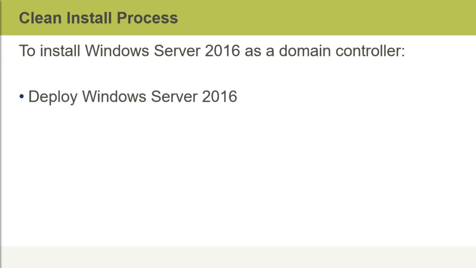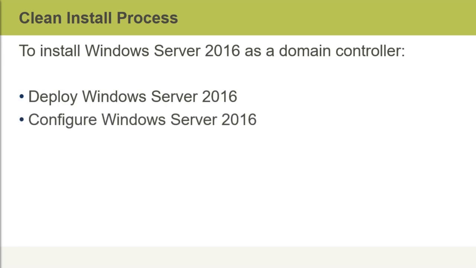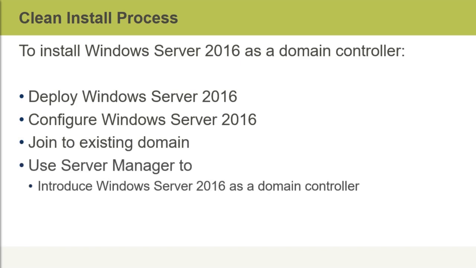Well, first thing we need to do is deploy our Windows Server 2016 machine. Install Windows Server 2016, configure it the way that we want it, set up the ADDS role on that server, any other roles and features that we want, and then join it to the existing domain. Once it's joined to the existing domain, you can use Server Manager to make it into a domain controller on that domain. Once it has synchronized everything else, you can remove your old machine from the domain and then upgrade your functional level of the domain to Windows Server 2016 once all the other older machines have been removed. And that is the upgrade process for Windows Server 2016.